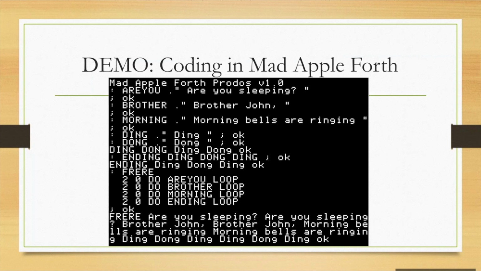So it's going to execute the word are you, and then it's going to loop. So it's going to increment the 0 to a 1, and then it's going to run are you again, and then loop is going to increment to a 2, and it sees that it's supposed to stop, so it continues on. So it's going to run are you twice, brother twice, morning twice, and ending twice, and the semicolon ends the word definition. Then when you type Frere, you get the whole song printed out.